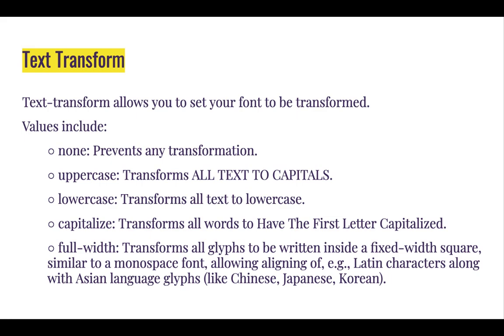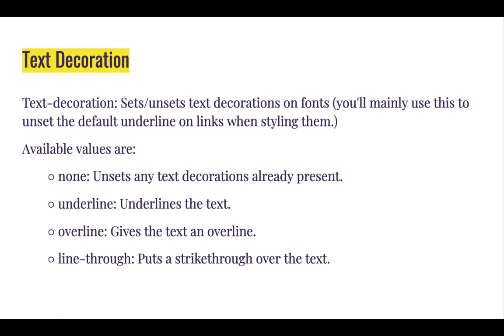If you use full width, it transforms all glyphs, all symbols, to be written inside a fixed width square, similar to monospace fonts, allowing aligning of, for example, Latin characters along with Asian language glyphs, Asian language symbols like Chinese, Japanese, Korean. The text decoration property sets or unsets text decorations on fonts. You mainly use this to unset the default underline on links when styling them. Available values are none, underline, overline, line through.